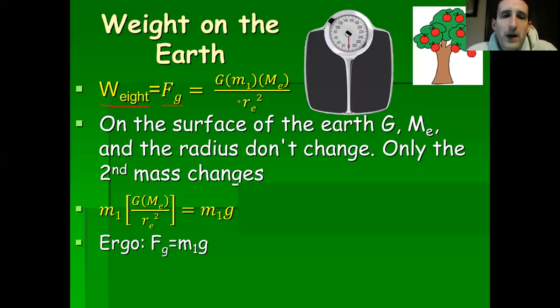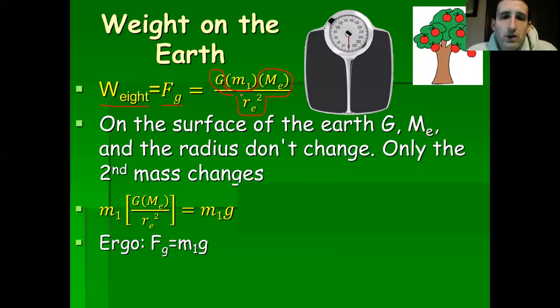So, but if we're on the surface of the Earth, as this bullet point here tells us, of the 4 variables, 3 of them don't change. Big G doesn't change anywhere in the universe. As long as we're on the Earth, the mass of the Earth is not going to change. The radius of the Earth is not going to change. Only one thing's going to change, right? We replace the mass of the apple with the mass of the rock. We replace the mass of the rock with the mass of you. We go around and make those adjustments, but these 3 variables are not changing.